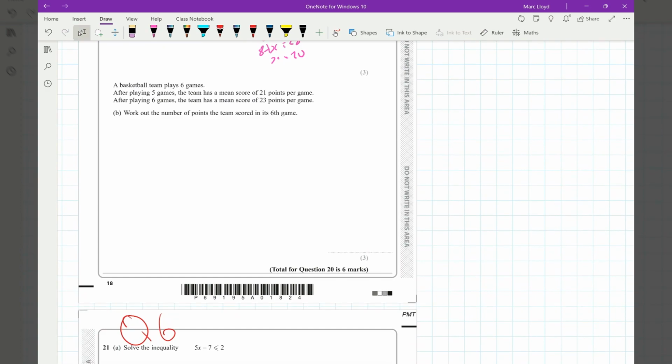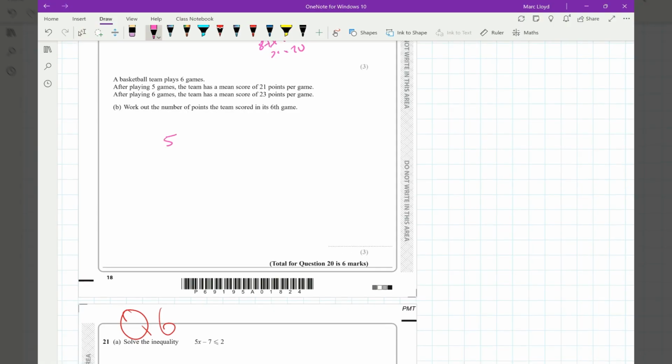Okay, this question is so important. This comes up a lot. A basketball team plays 6 games. They've played 5 games with a mean score of 21. So we need to know how many points they've scored. That's going to be 105.